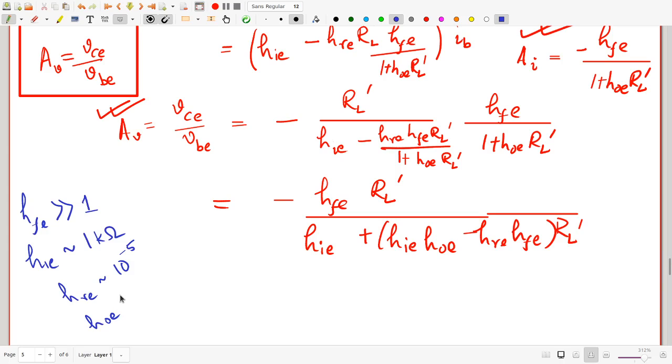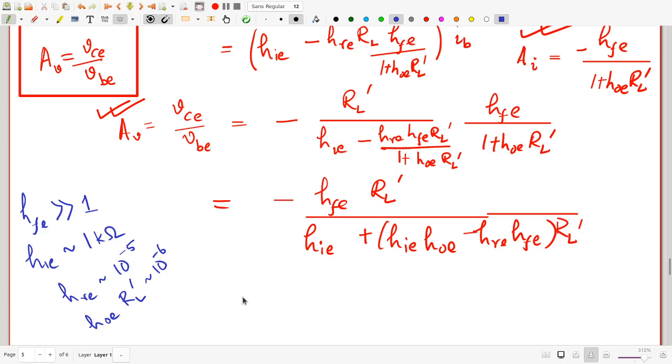Well, strictly speaking, HOE being very small doesn't really make much sense because it's a dimensional quantity, it's an admittance. What is important is HOE times RL prime, which is dimensionless. Assuming RL prime to be of the order of kilo ohms, it is again very small, 10 to the minus 6 or so. Okay, this of course varies from transistor to transistor. I'm just giving you the rough ballpark values. What that means is HOE RL prime is a tiny number which you can ignore compared to 1. HRE is a tiny factor.